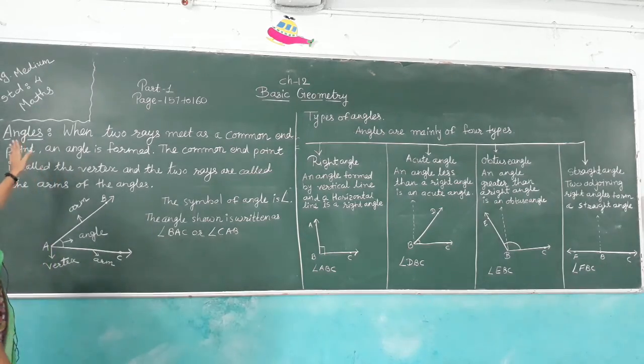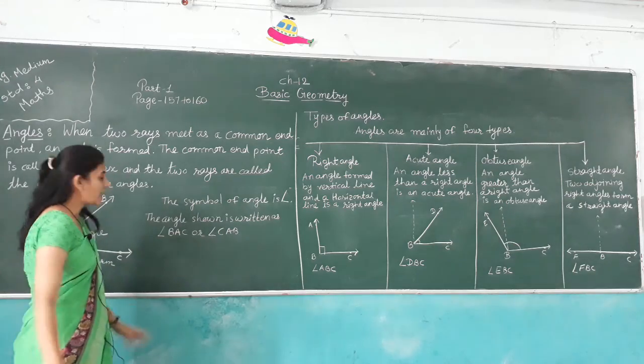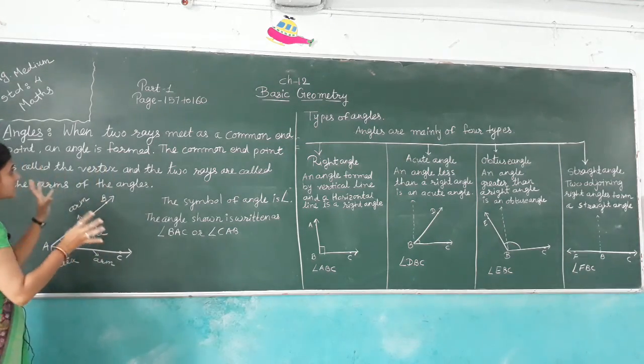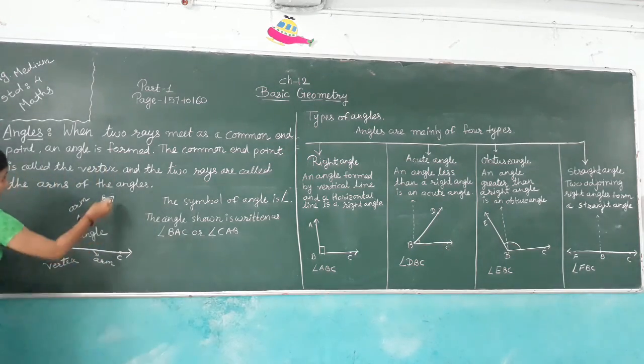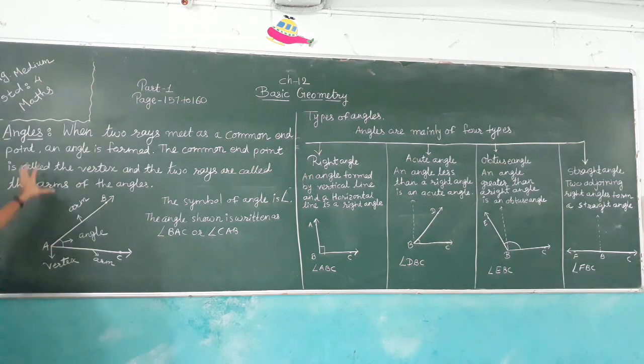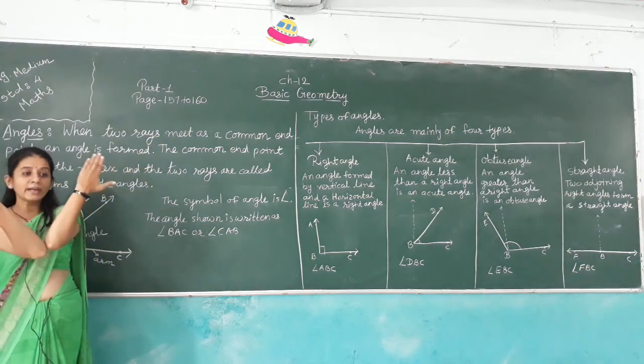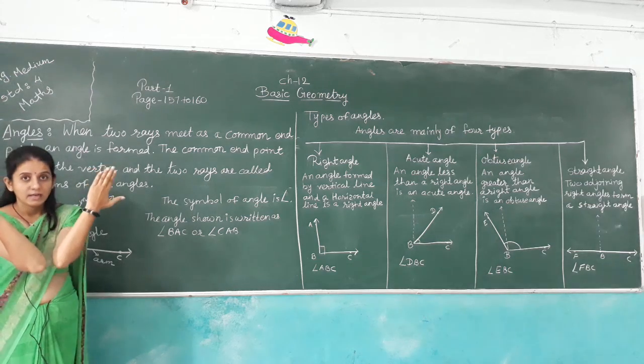Angles. Angles means what? When two rays meet at a common endpoint, an angle is formed. Here BA and CA, and this one is the common endpoint. Look here, this one is the first arm, this one is the second arm, and join them. It makes an angle.